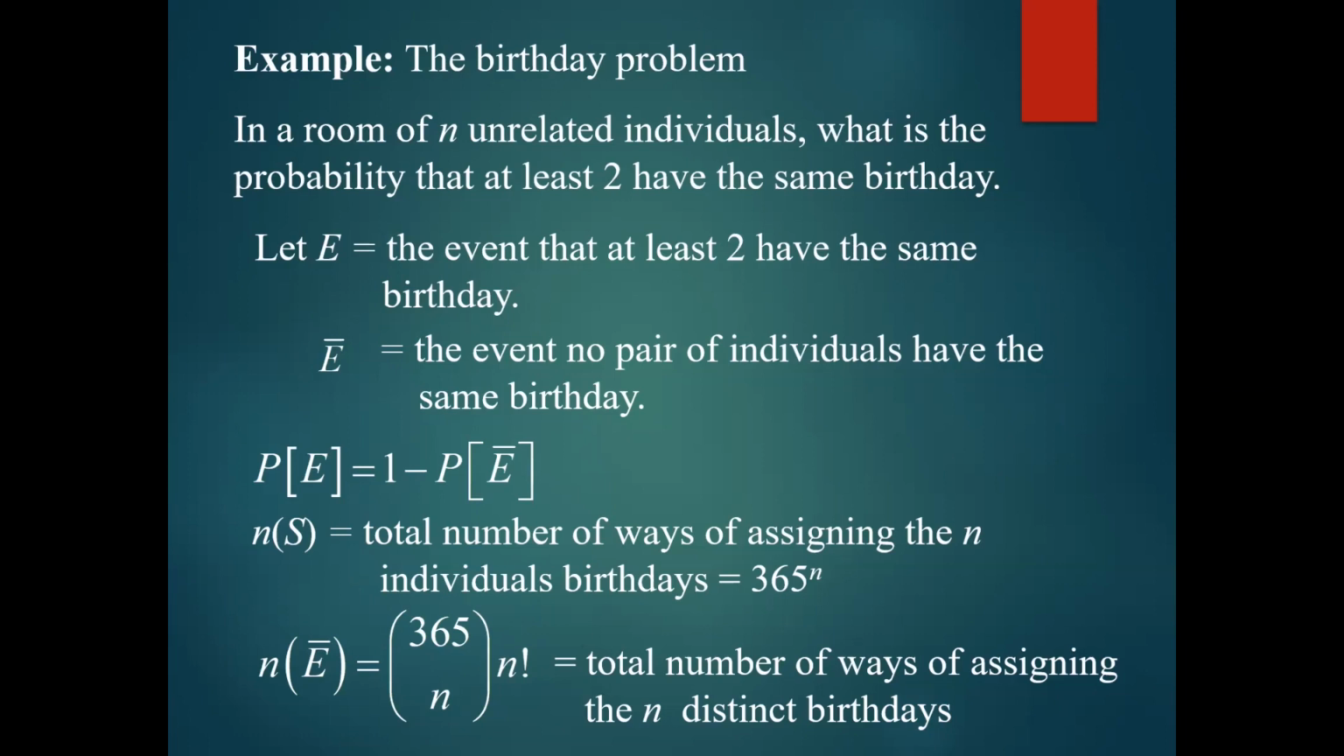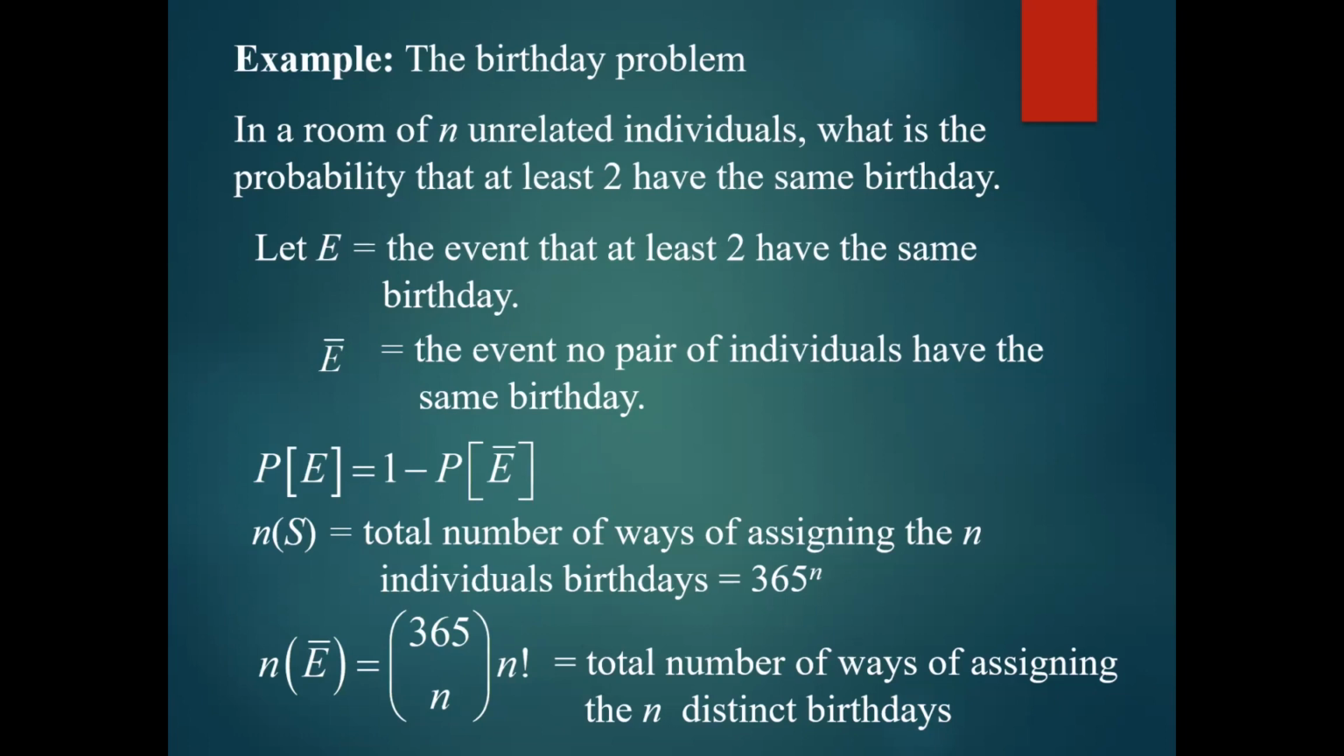So maybe you can think of it as you invite 10 people to an event, and you want to compute the probability that at least two have the same birthday. So you found two people who have the same birthday, and that is the probability. You first have to define some event: the event that at least two have the same birthday. And then of course the complement here is that no pair of individuals have the same birthday.